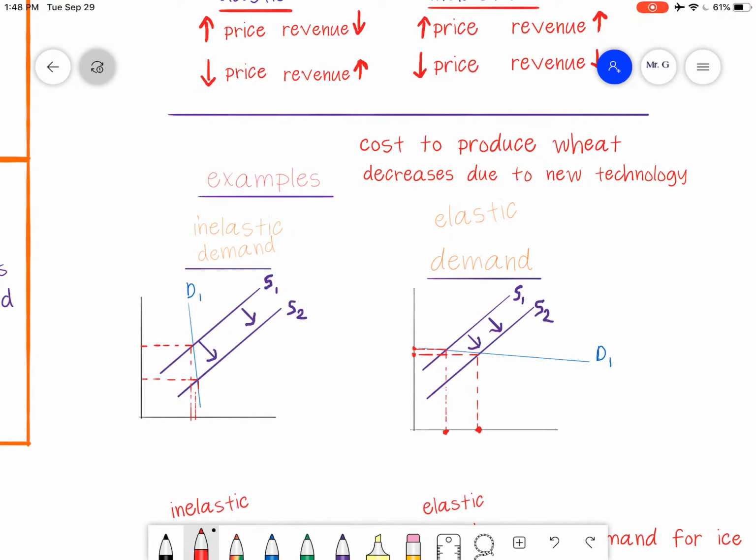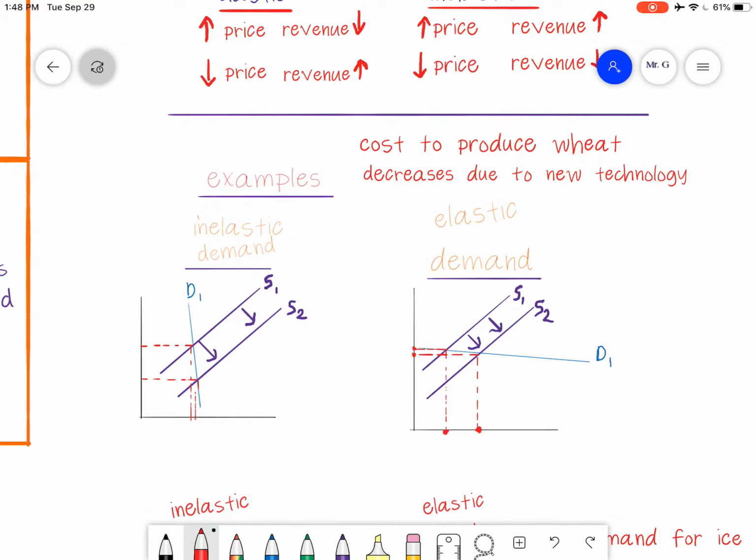The first example I have is: cost to produce wheat decreases due to new technology. What this is talking about is we have some new technology that came into wheat production, and that new technology reduces the cost. So in this particular case, you can see that our supply is shifting to the right, so it's increasing. Now, notice that I tried to get them as close as possible. They may look a little bit off, but essentially the idea is still there. But you look at our demand lines. Well, the first demand line is very inelastic.